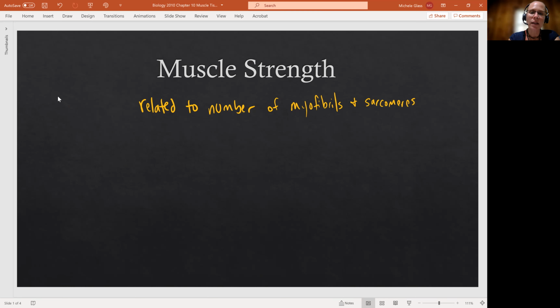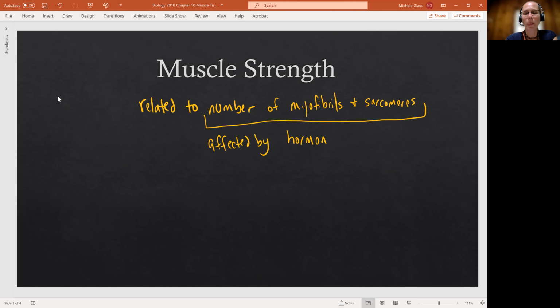And what we see is that the number of myofibrils and sarcomeres is affected by hormones. It's affected by stress, and it's affected by activity. And here we're talking about physical activity. So there's that kind of saying, use it or lose it. And that definitely applies in terms of our muscle strength. Use it or lose it.